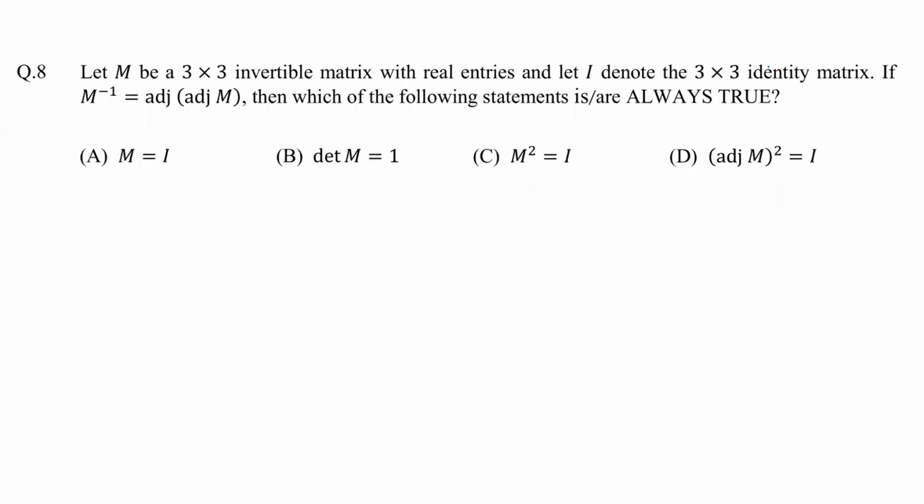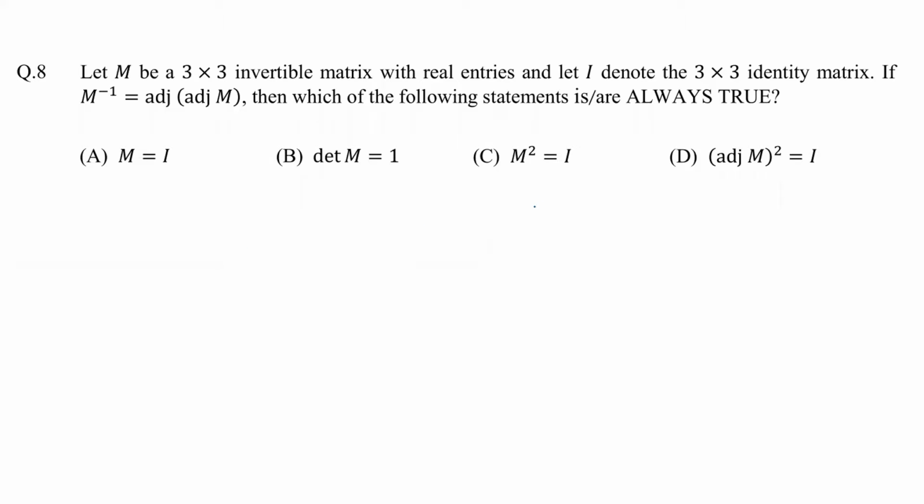Okay, so the question says M is a 3 by 3 invertible matrix with real entries, and I is an identity matrix. And if they have given M inverse is adjoint of M, then which of the following statements are true? So this question is purely based on the properties of the matrices, adjoint matrix, and also the determinants of the matrix. Okay, let's see how we are going to solve this question.